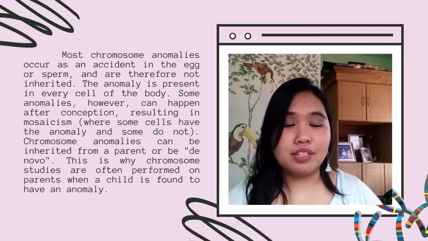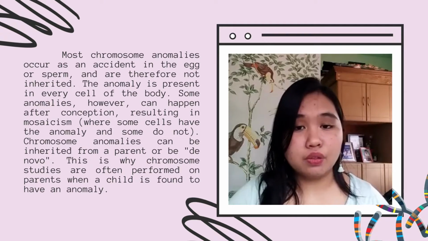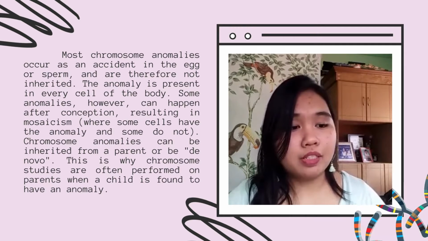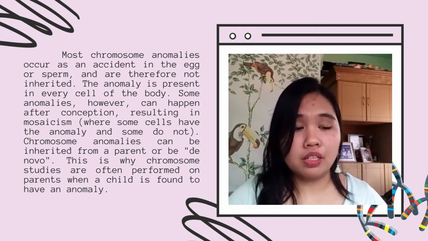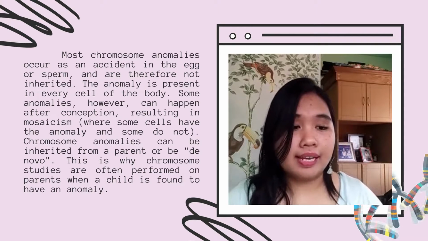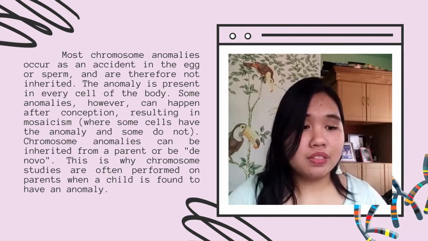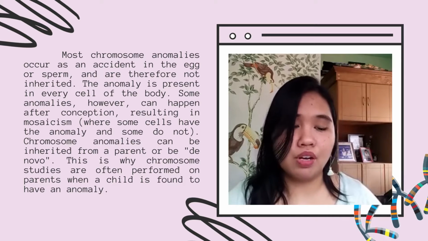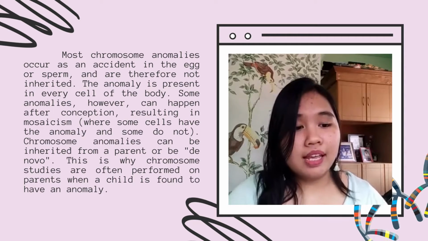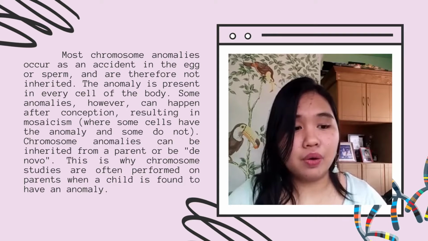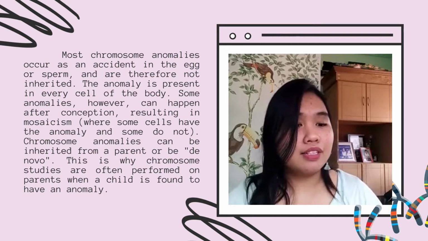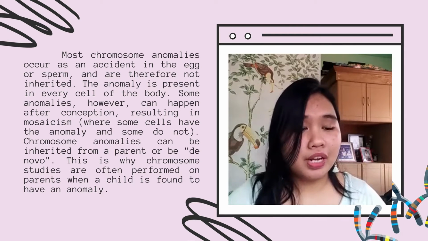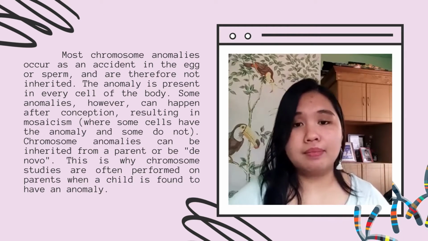Most chromosome anomalies occur as an accident in the egg or sperm and are therefore not inherited. The anomaly is present in every cell of the body. Some anomalies, however, can happen after conception, resulting in mosaicism, where some cells have the anomaly and some do not. Chromosome anomalies can be inherited from a parent or be de novo. This is why the chromosome studies are often performed on parents when a child is found to have an anomaly.